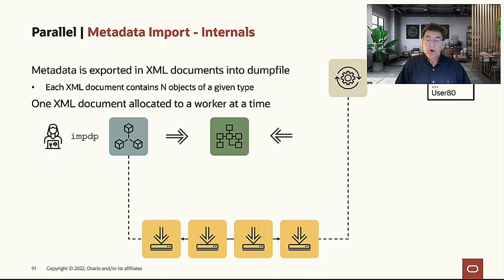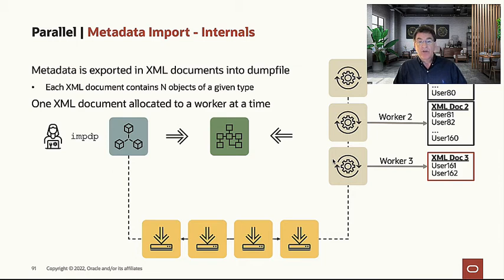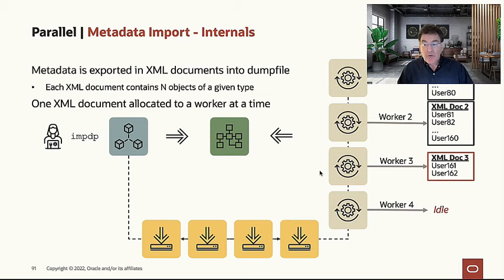Now, a bit about the internals. Metadata is exported in XML documents in the dump files. Each XML document contains a certain number of objects of a given type. One XML document is allocated to a worker at a time. So, for example, if there are 162 user objects to import, there are going to be 2 workers that each get to import 80 users per XML document. And then one worker is going to import the last 2 users, while other workers may actually remain idle.